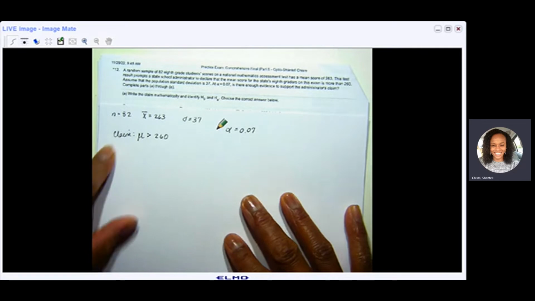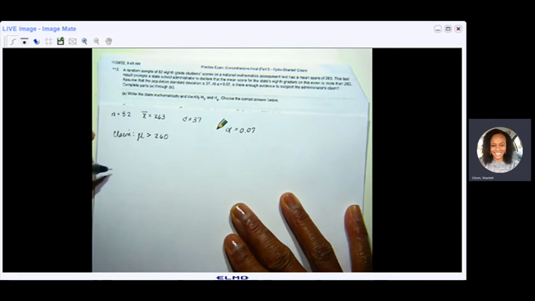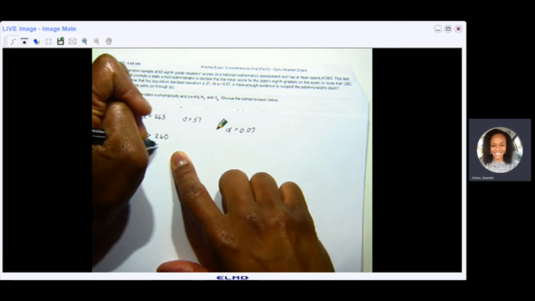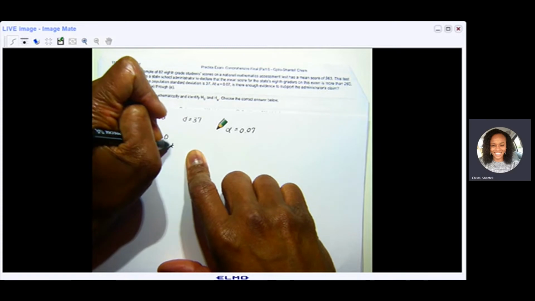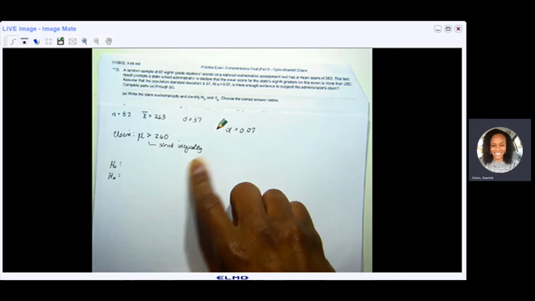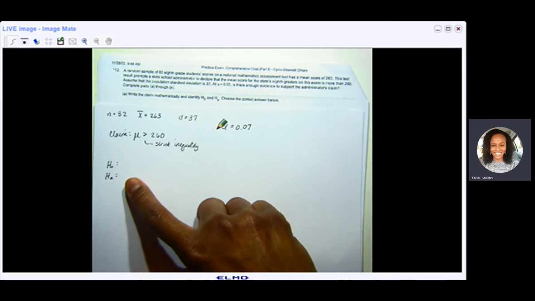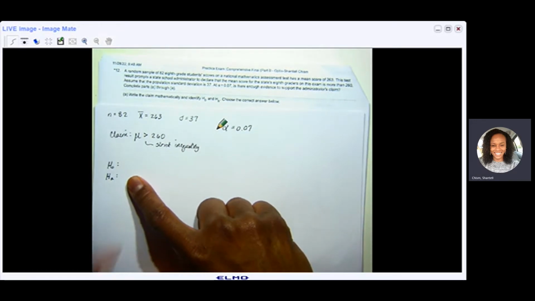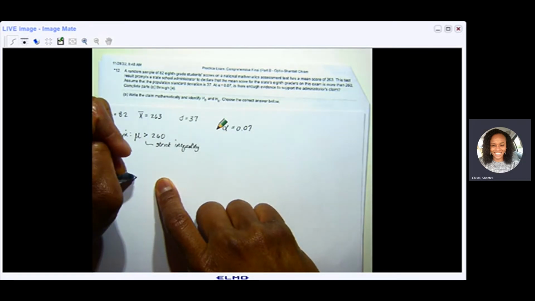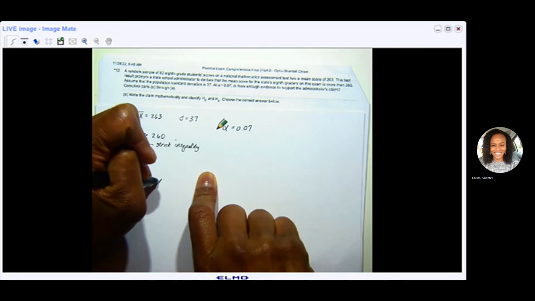All right, so there is our claim. The first thing that we do is set up our hypotheses. Now, your claim is a strict inequality. Because it is a strict inequality, meaning it does not contain equality at all, it has to be HA. So HA is our claim.